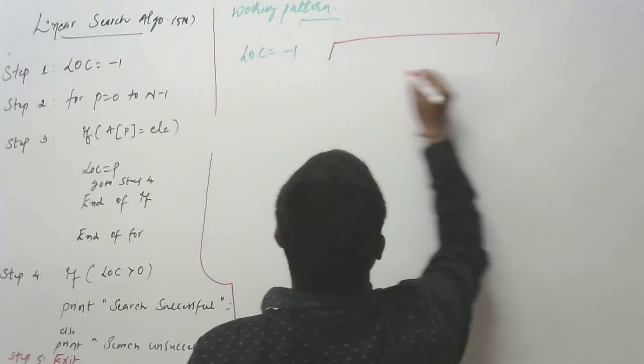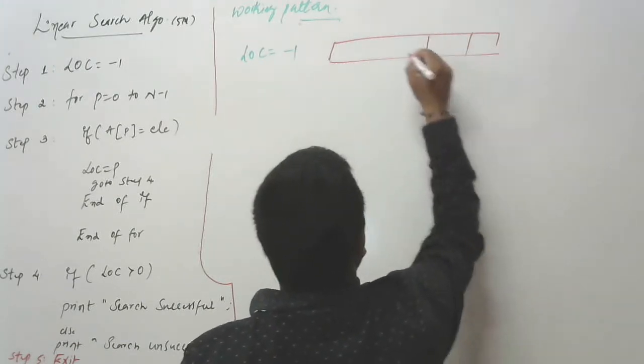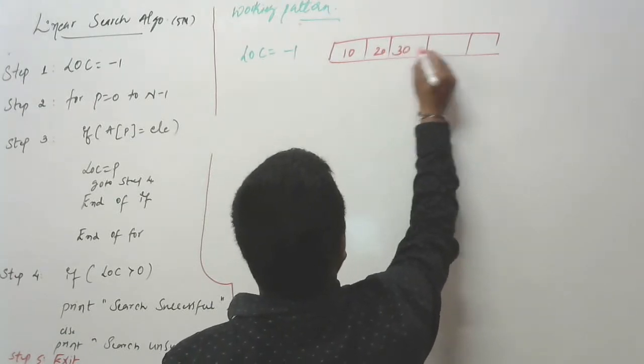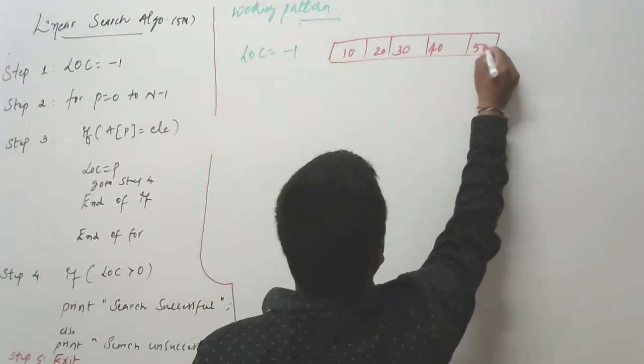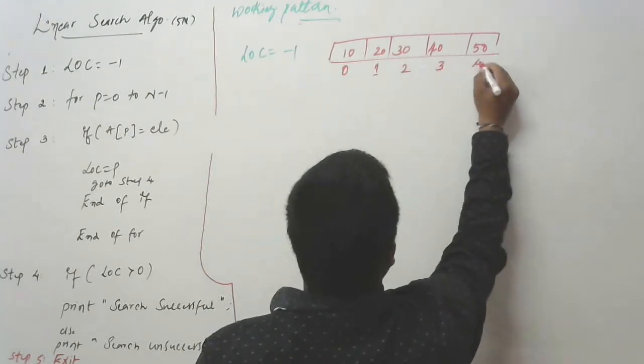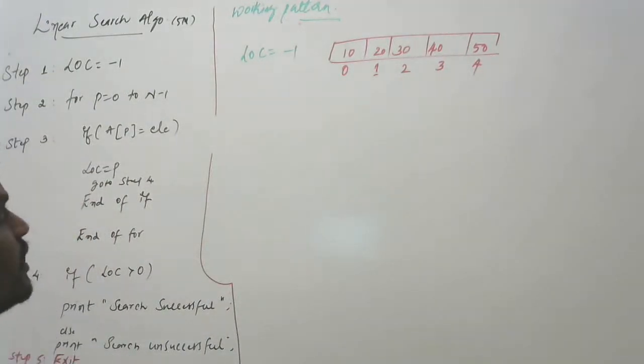The same thing I am going to write here. 10, 20, 30, 40, 50. Array indexes are 0, 1, 2, 3, 4. Fine. The location minus 1.